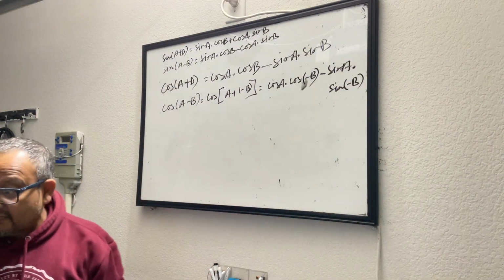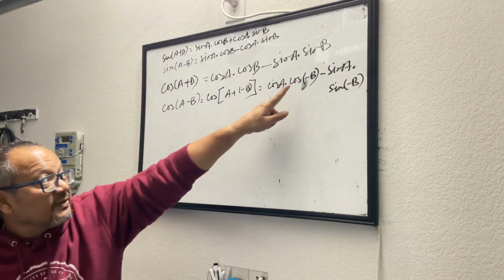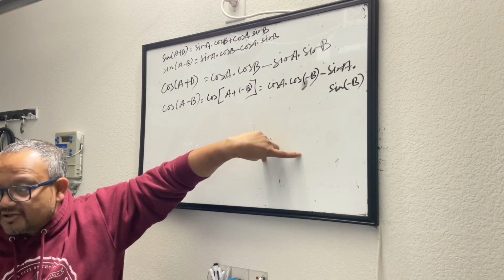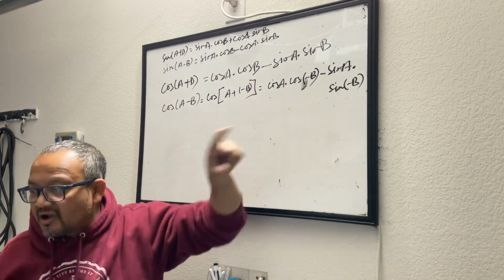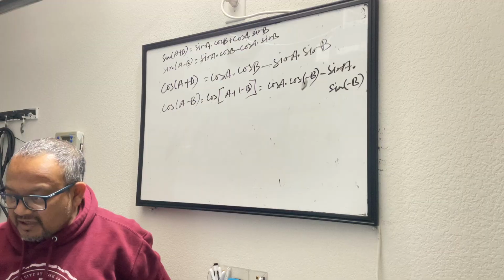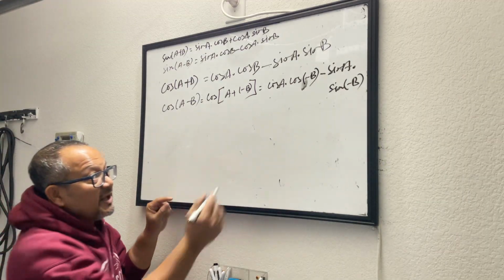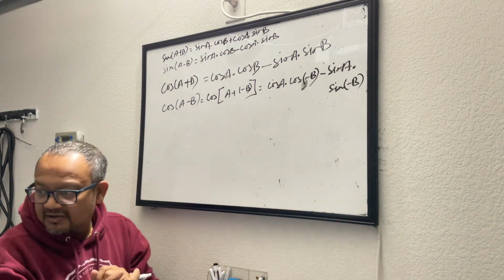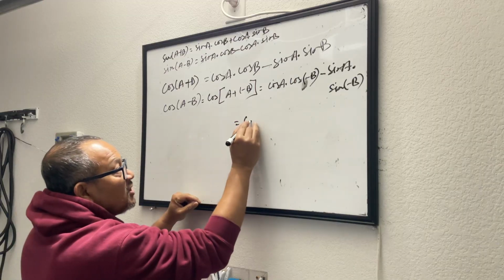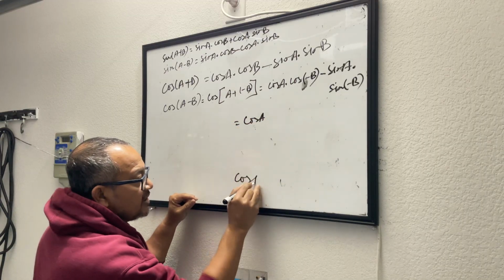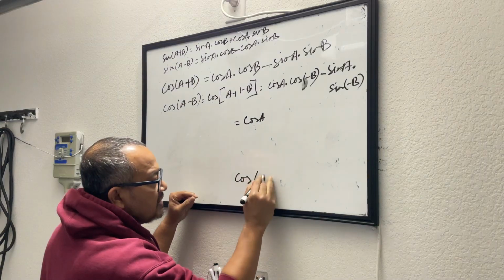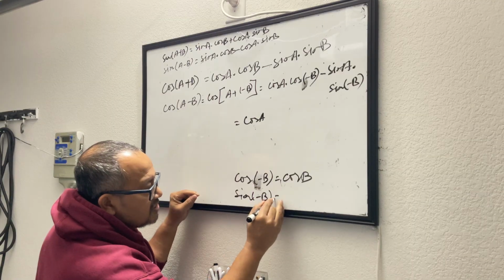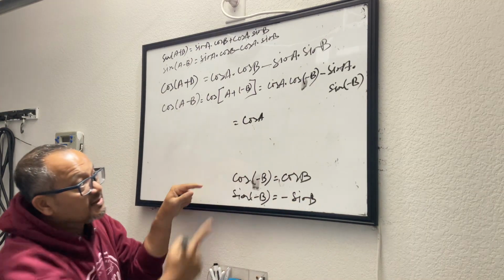And if you guys recollect what we did 5-10 minutes ago, cos of B and cos of minus B doesn't make a difference. We are looking at the x coordinate. Sine of minus B is opposite of sine of B. So we'll replace cos of minus B with the cos of B and sine of minus B with the minus sine of B. Just for you guys to recollect, cos of minus B is equal to cos of B, and we saw sine of minus B is equal to minus sine of B. We'll just replace this in this equation.